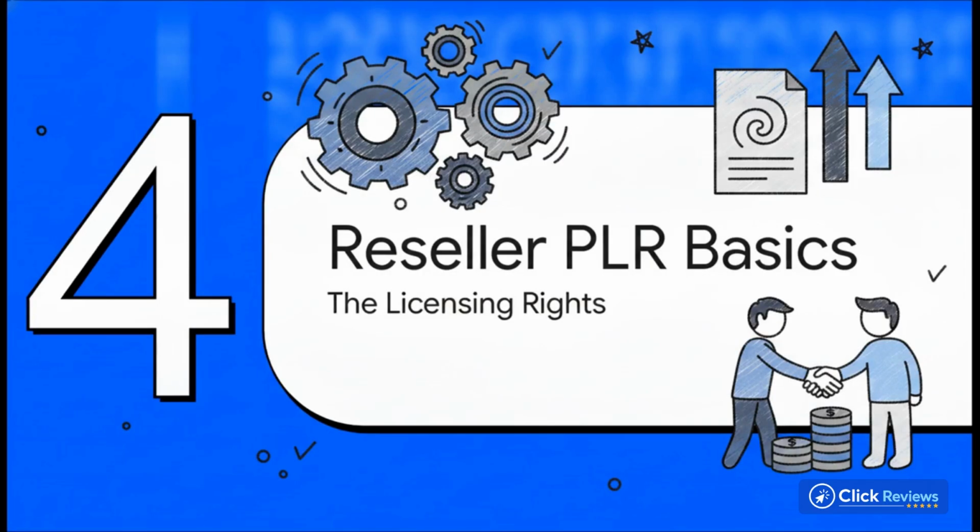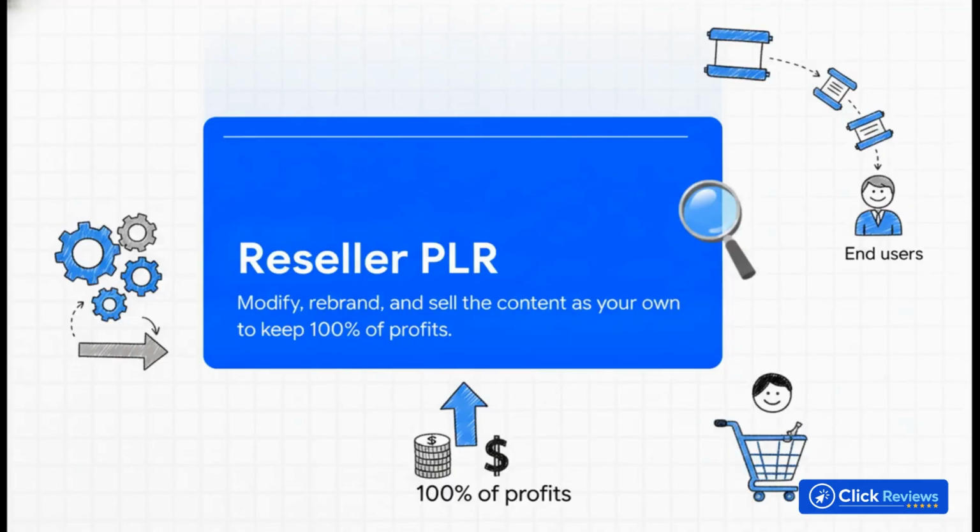All right, let's jump into Section 4, Understanding Reseller PLR, the licensing rights. Now we really need to pivot away from the technology side for a second and focus on the business model itself, because this is what truly makes the package unique. The source text operates entirely around the concept of reseller private label rights, or PLR. If you aren't familiar, this is a license that basically allows the buyer to modify, edit, rebrand, and ultimately sell the content to end users as if they created it themselves. And as the sales page emphasizes over and over, you get to keep 100% of the profits. It's essentially a commercial shortcut where you buy the asset and the rights simultaneously.